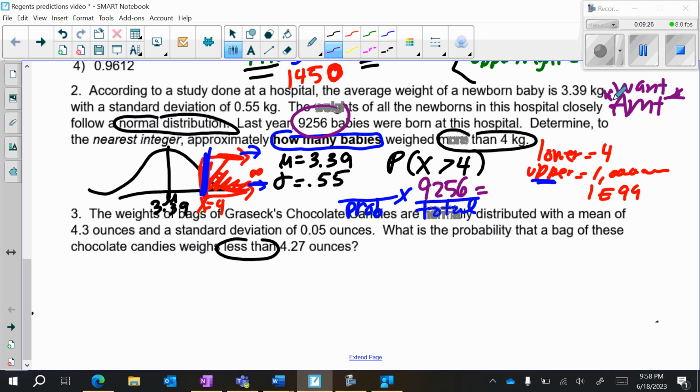So just be aware, again, when you're reading your Regents toward the end, read each question and say to yourself, did I answer the question? Did they ask me for probability? Did they ask me for amount? Did they ask me for percent? Did they ask me to round to the nearest percent? What did they ask me for?